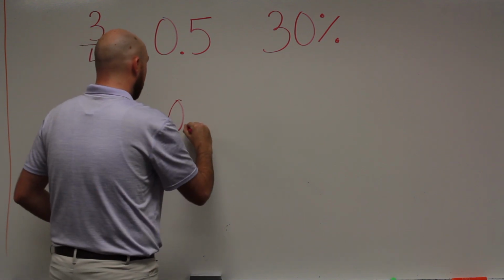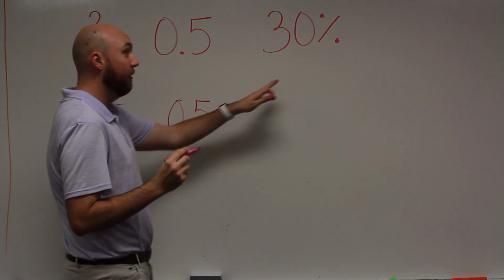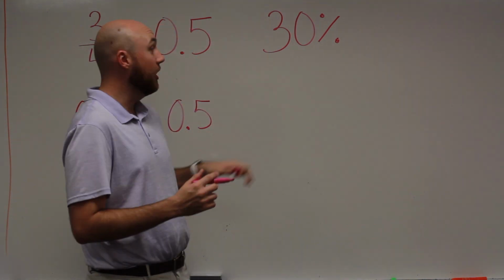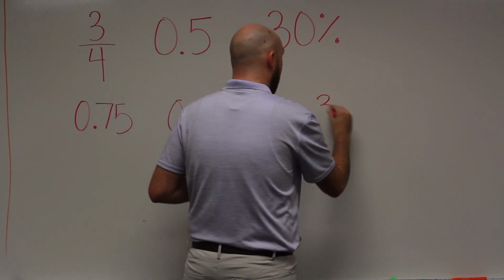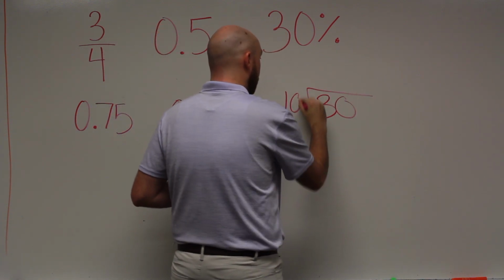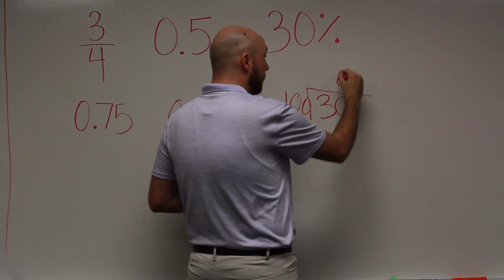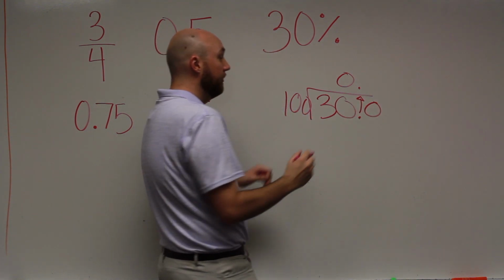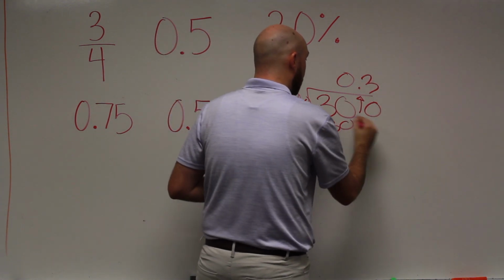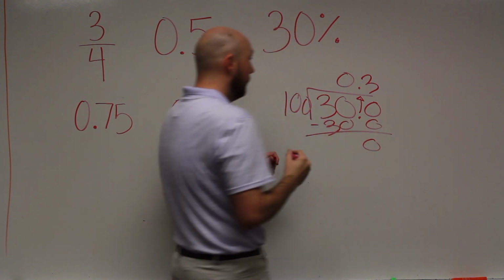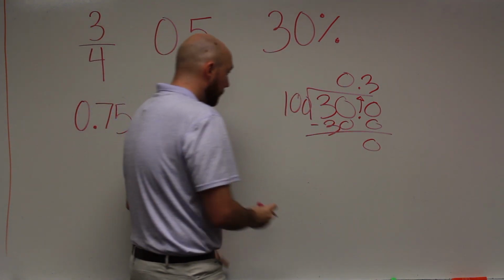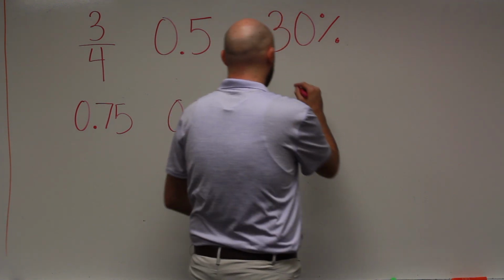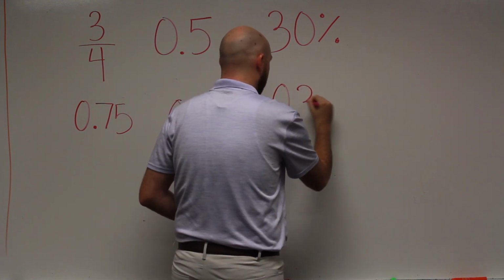5/10. This is already in decimal form, so we don't need to do anything else to this. We can just drop it down and rewrite it. And 30%. How do we get from a percent to a decimal? We divide by 100. So 30 divided by 100. 100 does not go into 30, so I'm going to put a 0 here and make sure I don't forget about my decimal. 100 goes into 300 3 times, and we're done dividing. So 30% as a decimal is 3/10, 0.3.